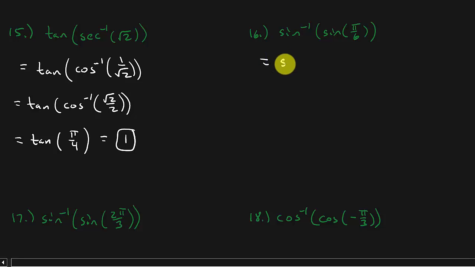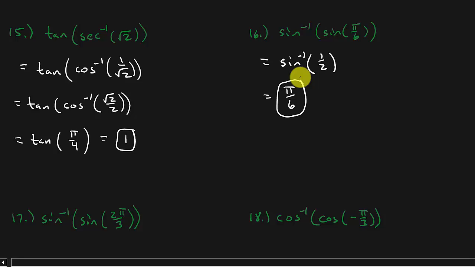All right, so work inside the parentheses. Well, what's the sine of pi over 6? Pi over 6 is what, 30 degrees? So the sine of 30 is what? 1/2. And then what's the inverse sine of 1/2? 30 degrees, or pi over 6. All right.